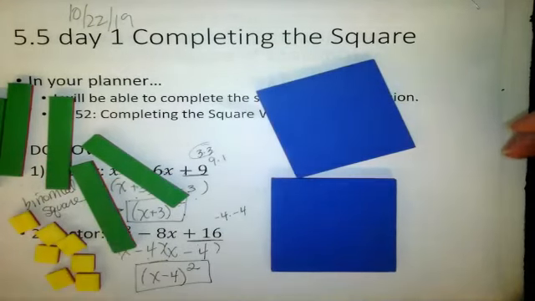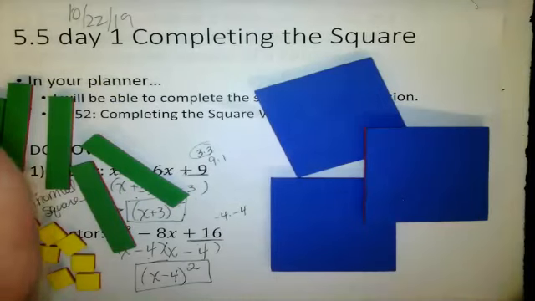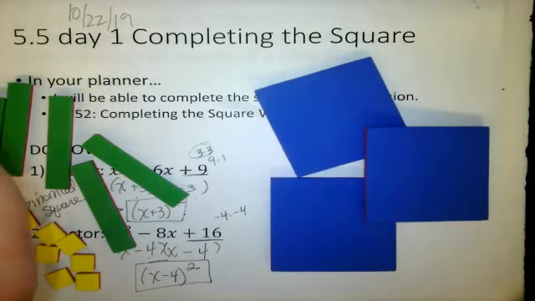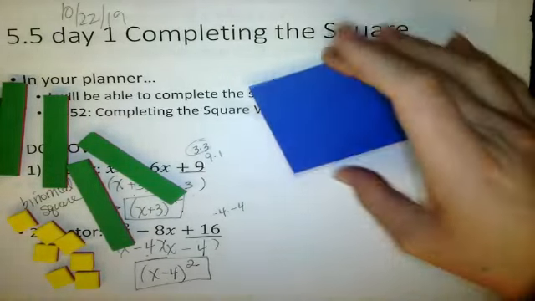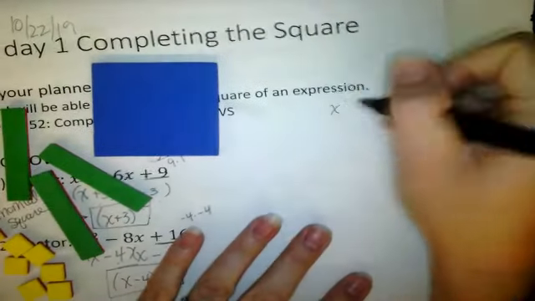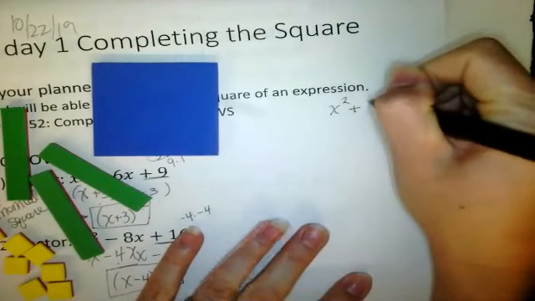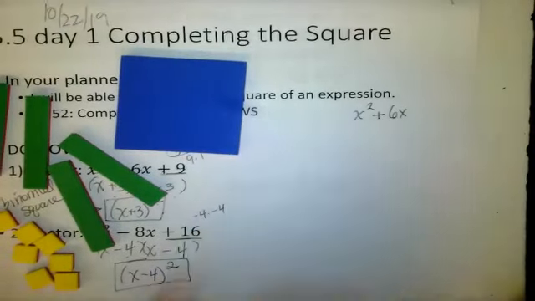2x squared. And what's that? 3x squared, right? Okay. All right. So now, today we are completing the square. And so today you're going to see expressions like x squared plus 6x.